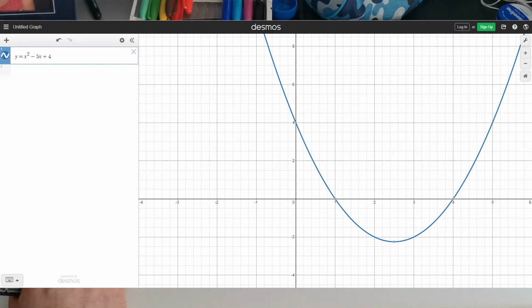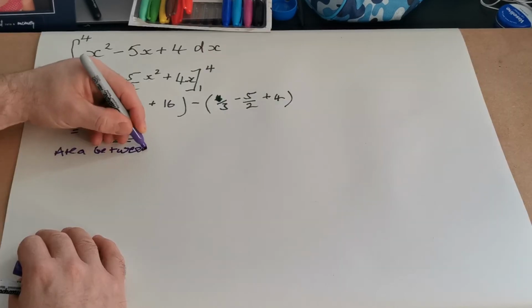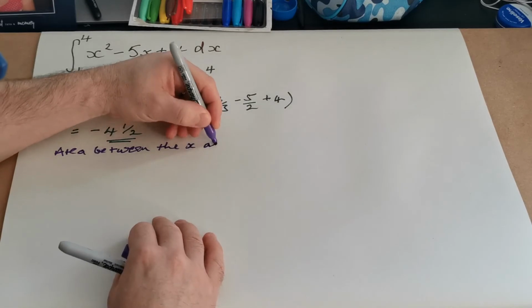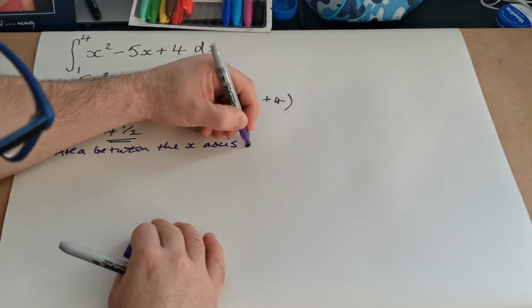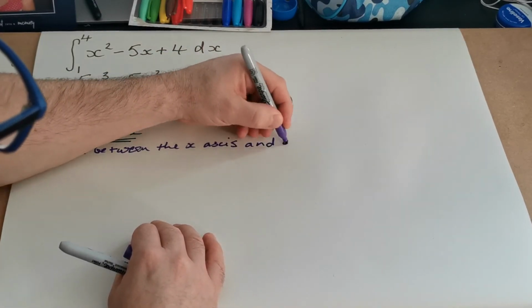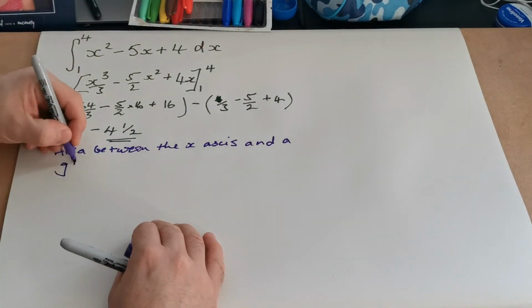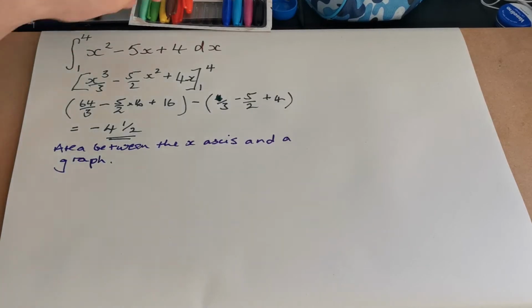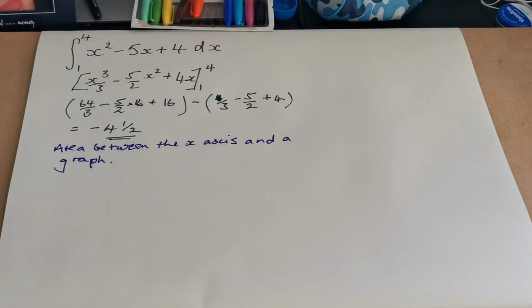between the x-axis and a graph. And area isn't a vector quantity. It doesn't have a positive or negative because it's built up basically from squaring some units or timesing two things together. It can't actually be negative, so area is always a positive.